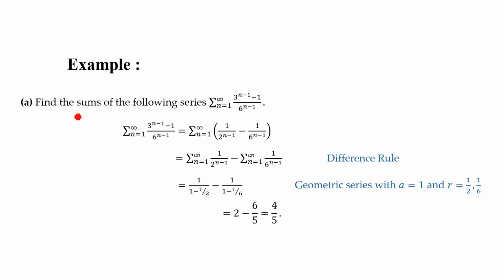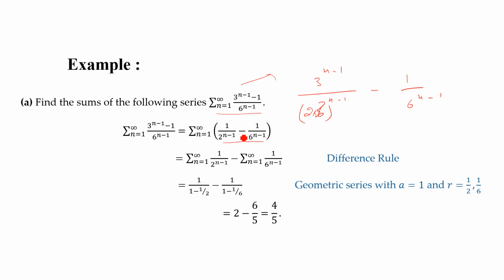Okay, a few examples. Again, find the sums of the following series. We have this series, sigma n equals 1 to infinity, (3 to the power n minus 1 minus 2) divided by 6 to the power n minus 1. First of all, we'll split into two terms: 3 to the power n minus 1 over 6 to the power n minus 1, minus 1 over 6 to the power n minus 1, and this can be written as 2 multiplied by 3 to the power n minus 1. And 3 to the power n minus 1 over 3 to the power n minus 1 is 1. So we are left with 1 over 2 to the power n minus 1.